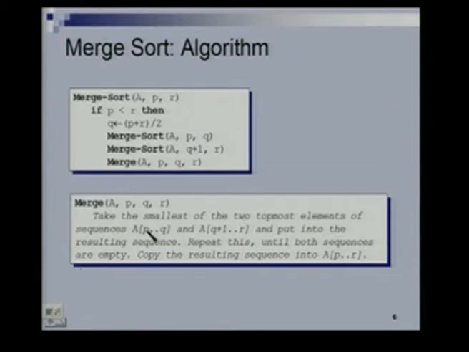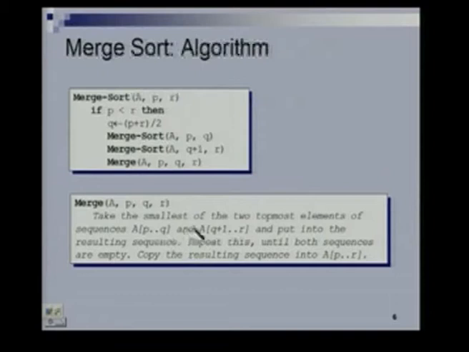So, what do I mean by the smallest of the two topmost elements? What is the topmost element of this sequence? The first element, which is the element at location P, A of P, and the topmost element of this sequence is A of Q plus 1. I am going to take the smaller of these two and put it into the resulting sequence. Whichever is the smaller, when I have to merge.